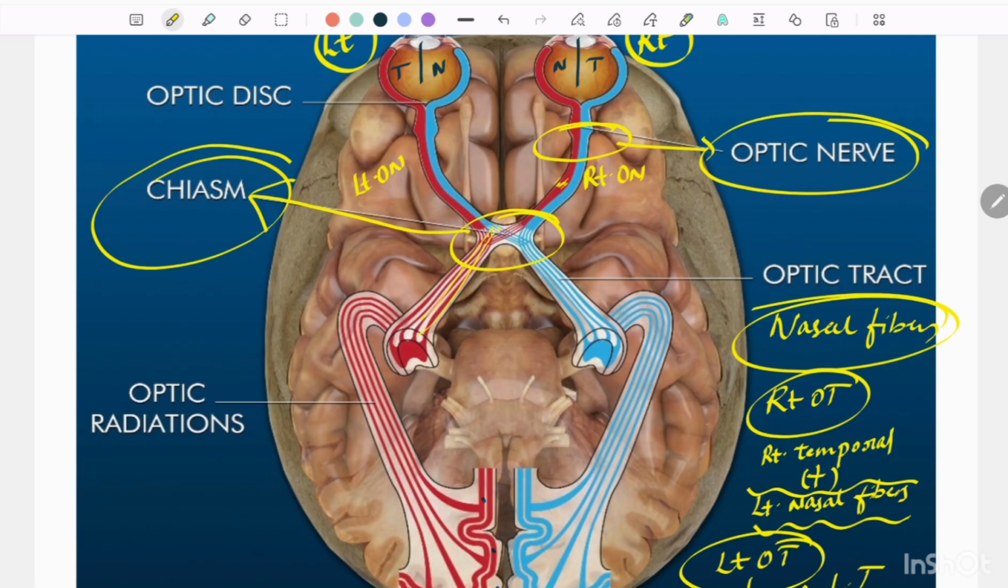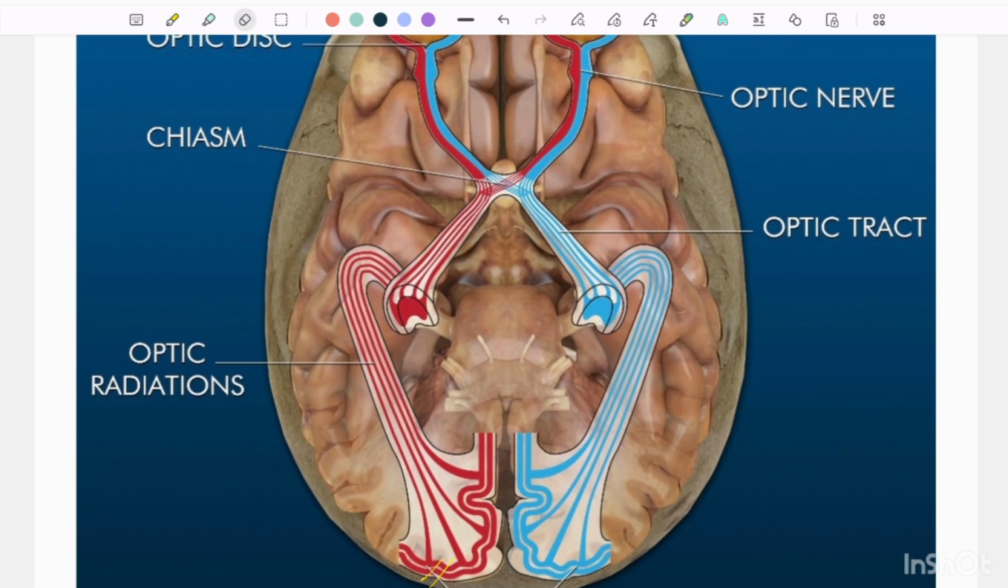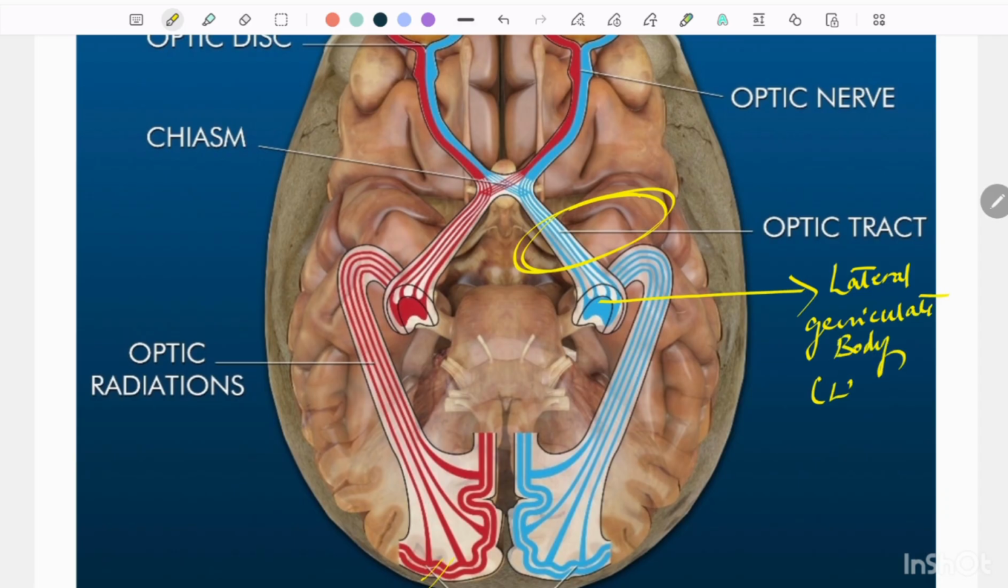Let me clear the board for you. So after this, the optic tract is there. This optic tract will land in the lateral geniculate body, also called the LGB. Okay, this one you have to remember. They land in the lateral geniculate body, and again from the lateral geniculate body they start to radiate.